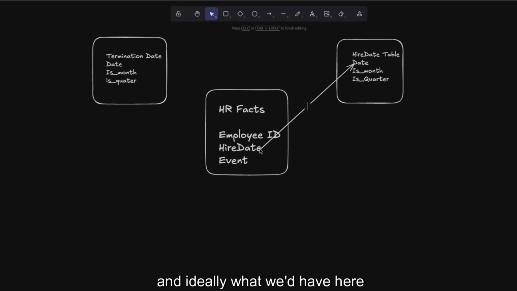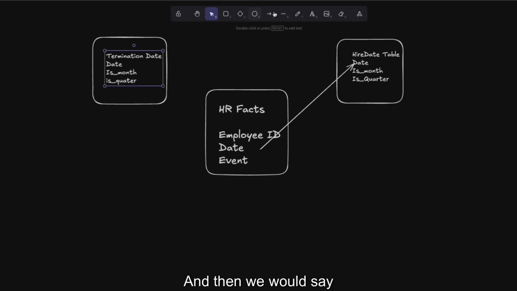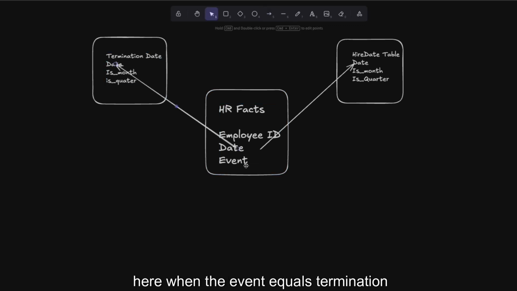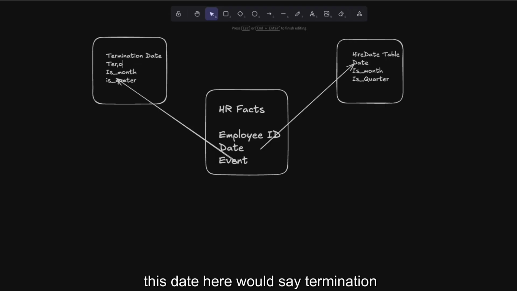And ideally what we'd have here is, like I said earlier, a date and an event. So what we would join is we'd say, okay, join date on HR facts to hire date when the event equals hire, and then I want to join date onto date here when the event equals termination. And now what you have is a date that you can drag onto your canvas, and this date would say termination date. Let me move that line so you can see it better. Yeah, this date here would say termination date.